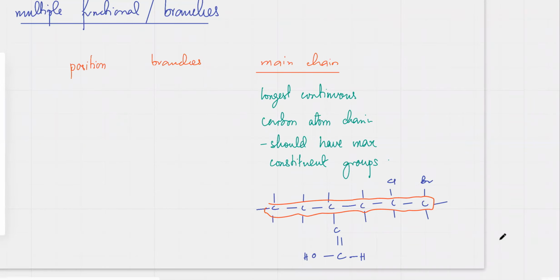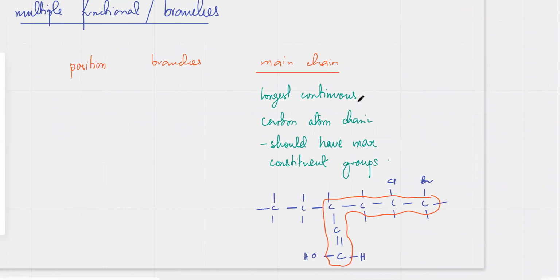So a better main chain over here would be this one. Okay, it's a continuous carbon atom chain, but this one has the maximum groups attached on it. The bromines, the chlorines are on it. The double bond is on it. The OH is on it as well. Okay, is this point clear? What's the main chain? Clear?